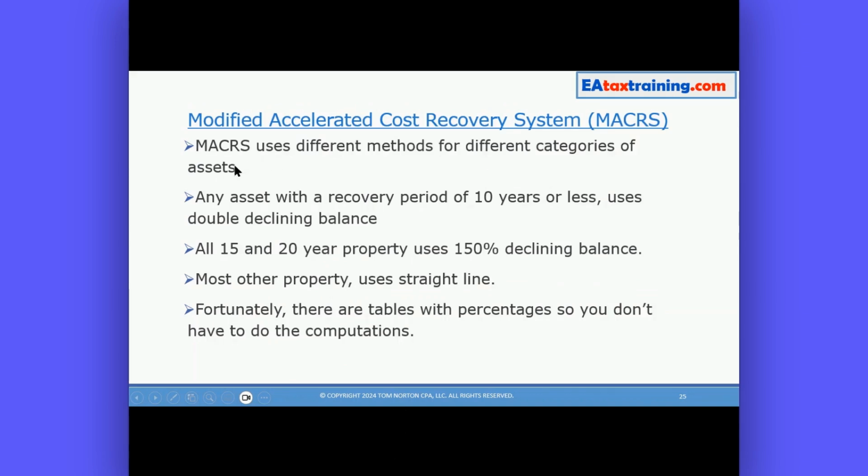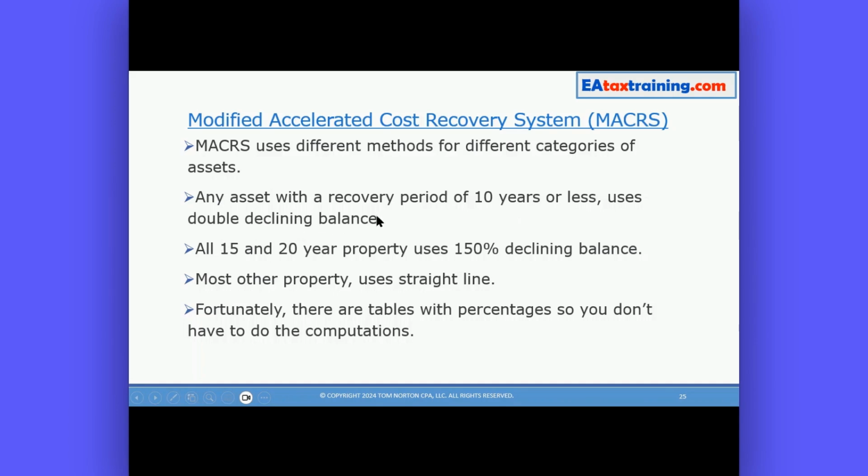The depreciation method that is used for tax purposes is called Modified Accelerated Cost Recovery System, or MACRS. As you might guess, it started out as ACRS, and then they made changes to it. So they changed it to MACRS because it was modified. So it uses different methods for different categories of assets. Any asset with a recovery period of 10 years or less uses double declining balance.